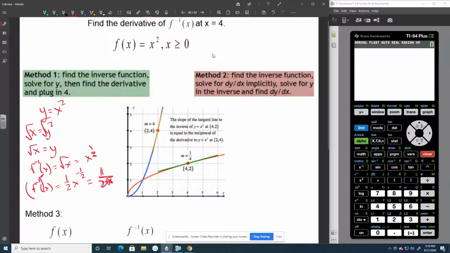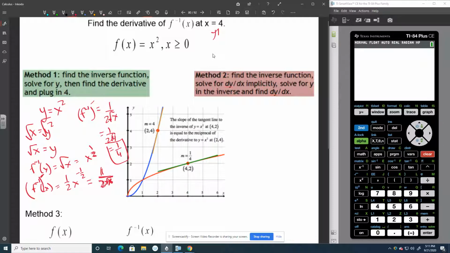But the derivative of my inverse, f inverse prime, is equal to 1 over 2 root x. And it wants me to take that at 4. So I go ahead and plug 4 into this function. So I get 1 over 2 root 4, which equals 1 over 2 times 2, which is just 1 over 4. So at the point 4, the derivative of my inverse is going to be 1/4, okay? Now, that's one way to do it.